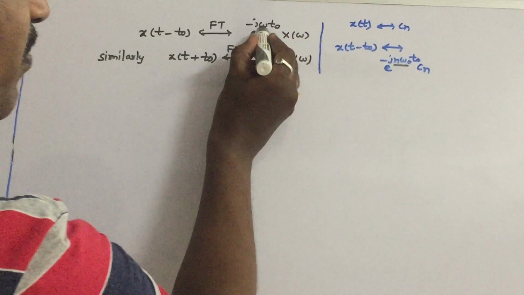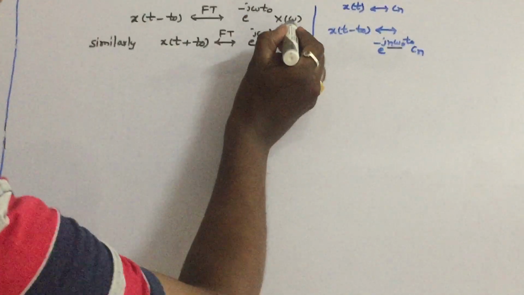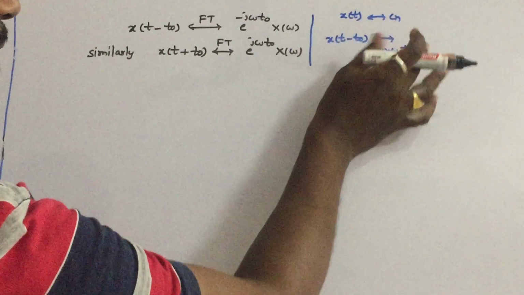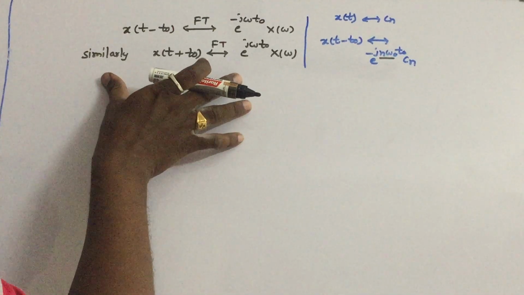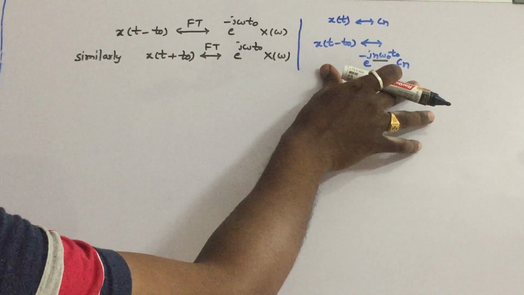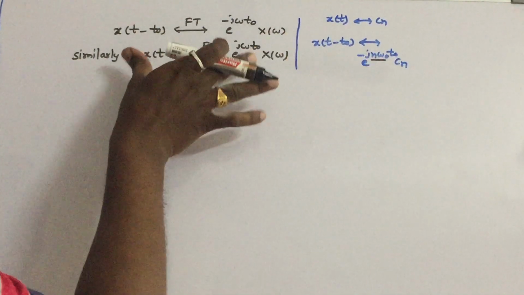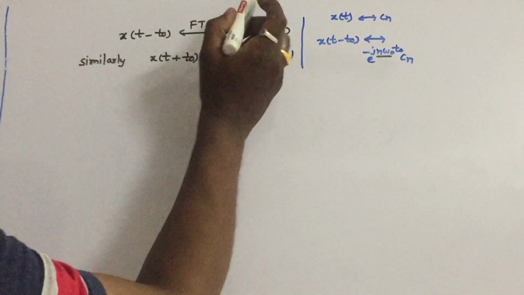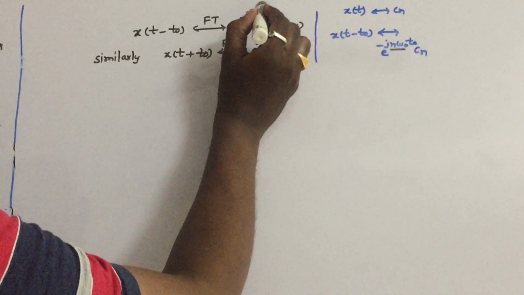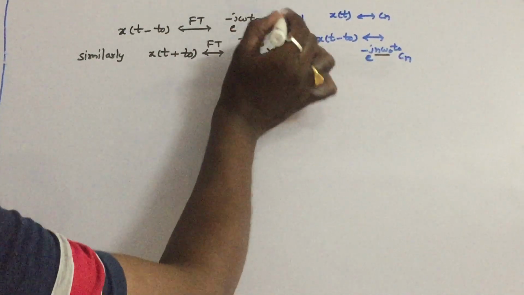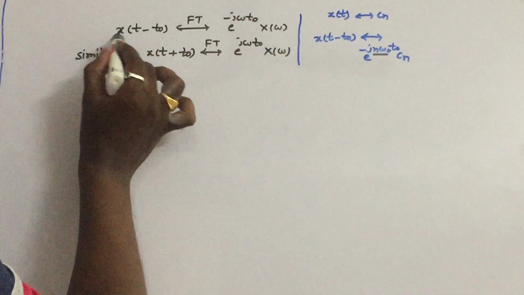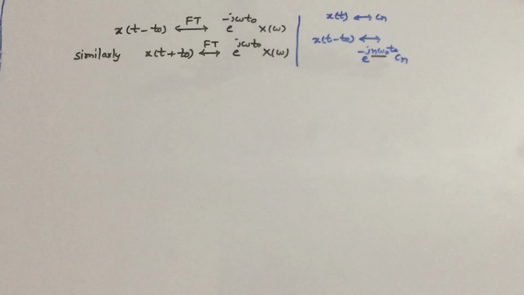Discrete spectrum is replaced by omega. Cn is replaced by x of omega. So therefore I said earlier, exponential Fourier series and Fourier transform both are the same. Exponential Fourier series will give a discrete spectrum, whereas Fourier transform will give a continuous spectrum. If you substitute in place of n omega naught, omega, and x of omega by Cn, that will be the exponential Fourier series coefficients of x of t minus t naught.